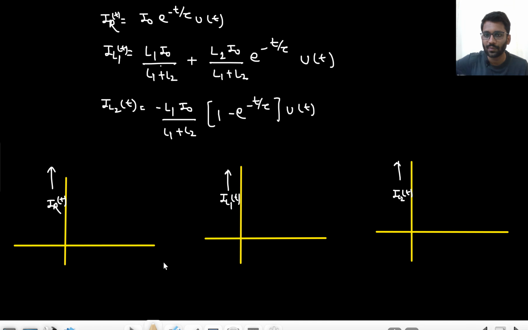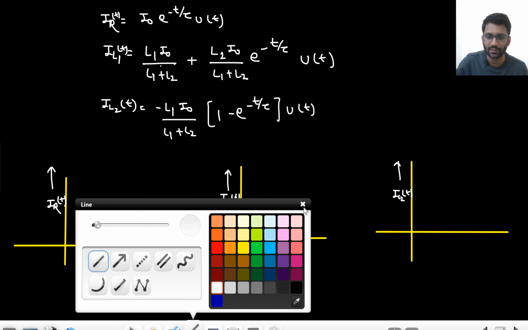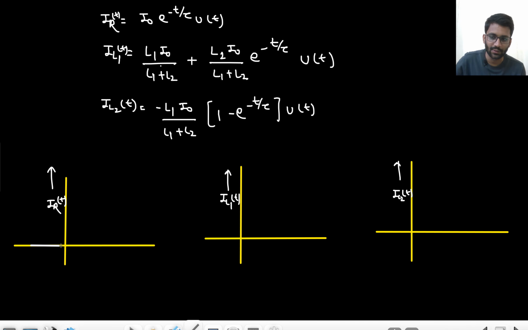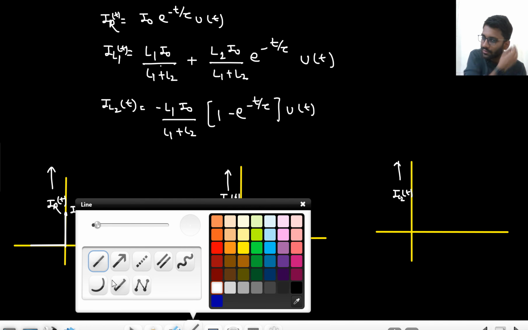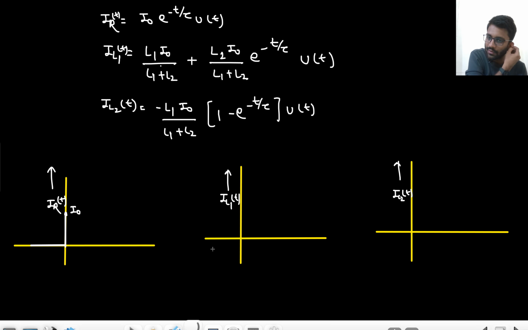Initially, for IR, it was 0 for t less than 0, then it rises up to this value of I naught and then decreases to 0.